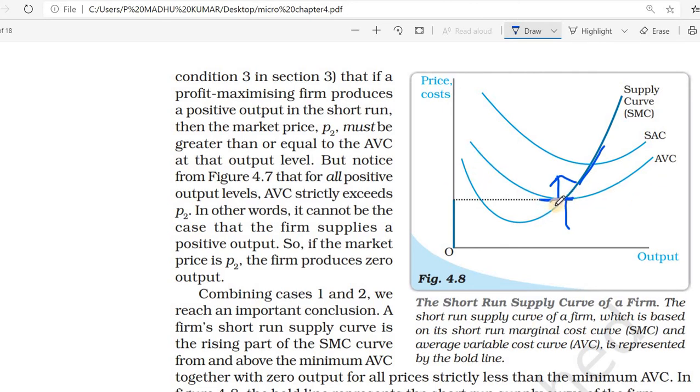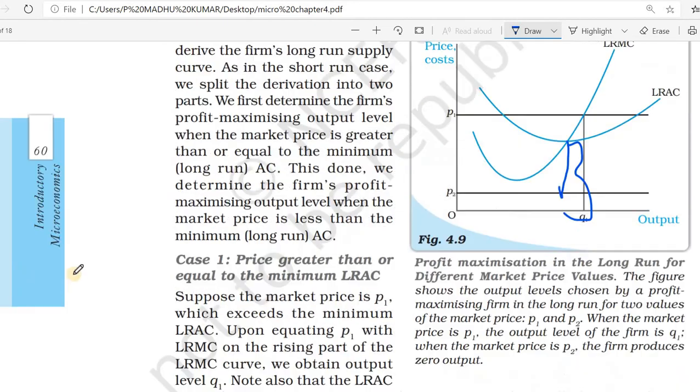This point, this one cutting the AVC curve, we are calling the shutdown point. This is the minimum of AVC, and above this one is the supernormal profit. This point is the break-even point. Below this area, any point we are calling the shutdown point.